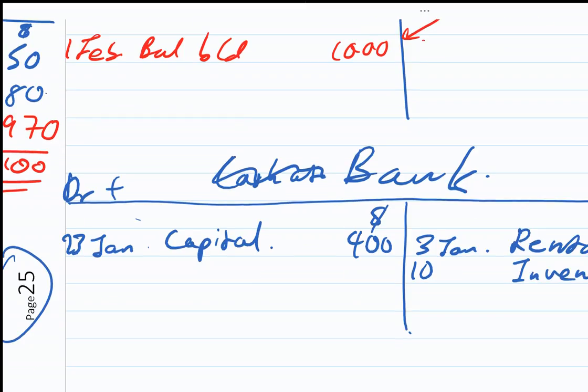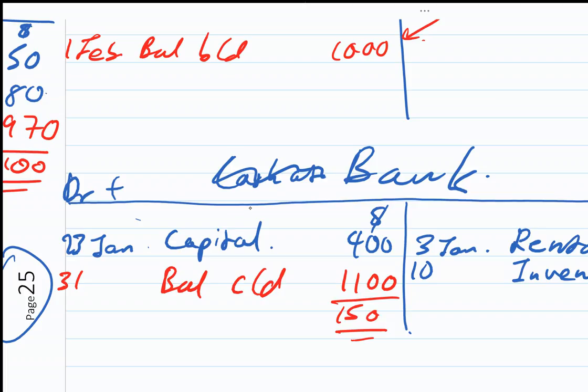The bank, repeat the same. Determine what is your closing balance, 31st. So now your closing should be 1,005 total, left and right. And then you bring down to the next month. 1st of February, balance brought down 1,100.